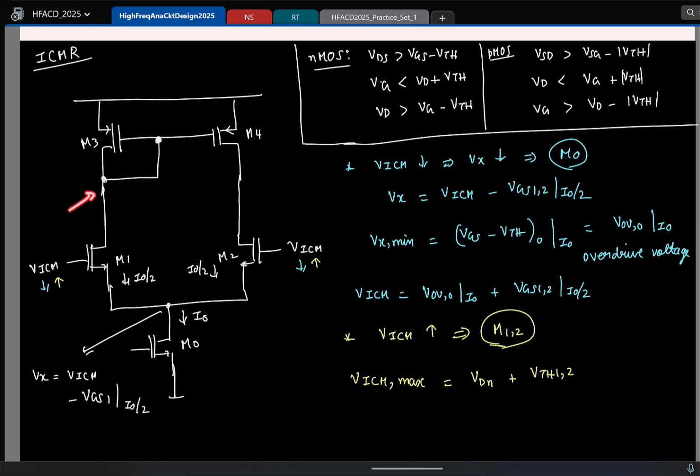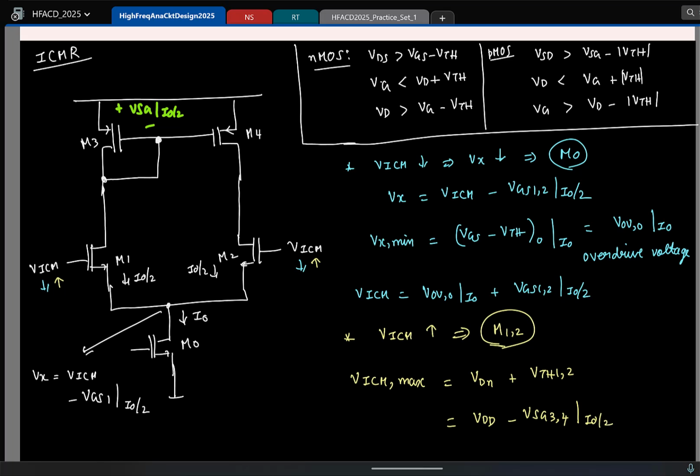And what is setting the drain voltages here? This drain voltage is essentially the gate voltage of the PMOS transistor. This is the VDD supply minus the source to gate voltage you have for the PMOS transistor. If I call this source to gate of the PMOS transistor at a current I0 by 2, so the drain voltage is effectively VDD minus source to gate of either M3 or M4 at a current I0 by 2. That is the drain voltage.